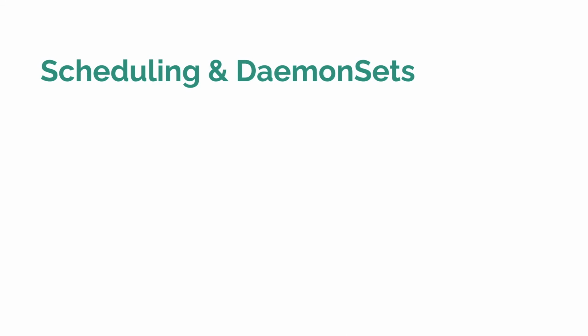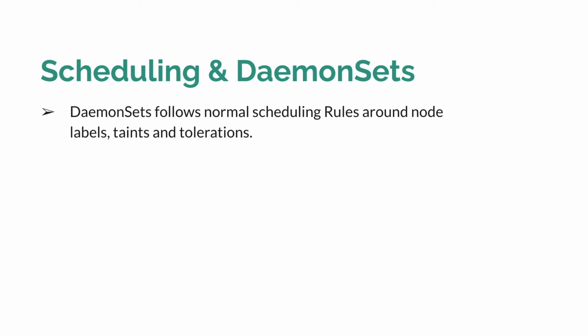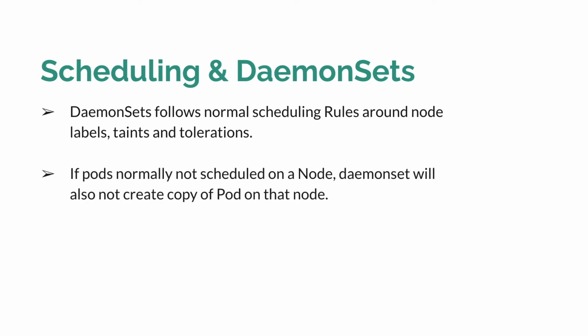Whenever we talk about scheduling and the daemon set, the daemon set follows the normal scheduling rules. The scheduling rules we have learned about are labels, taints and tolerations. We have not discussed taints and tolerations yet. In the coming lectures, I will show you what taints and tolerations are in a Kubernetes cluster. Whatever rules are applicable for pod scheduling are basically applicable to the daemon set as well. If pods are normally not scheduled on a node for any reason, then the daemon set will also not create a copy of the pod on that particular node. And as soon as pod scheduling becomes available on that node, the daemon set will create a copy of the pod on that node.